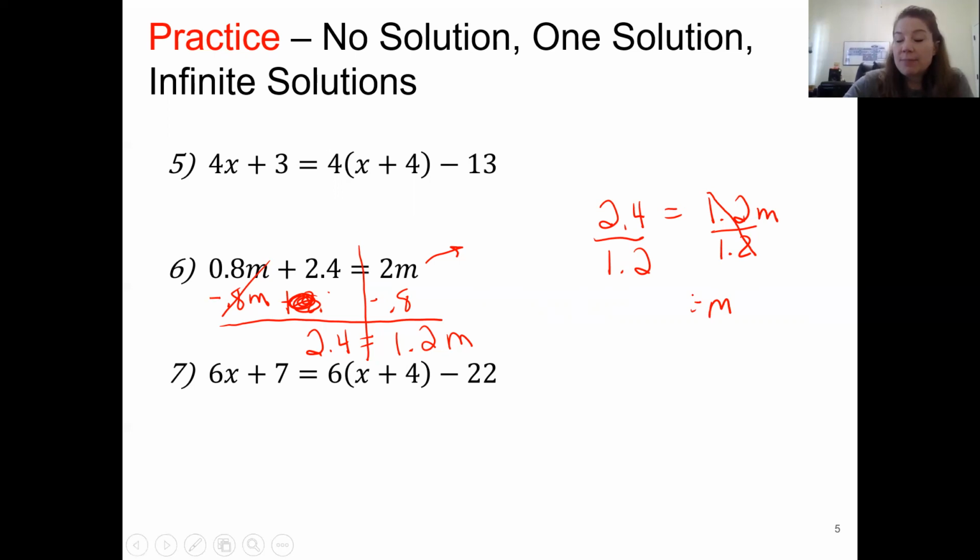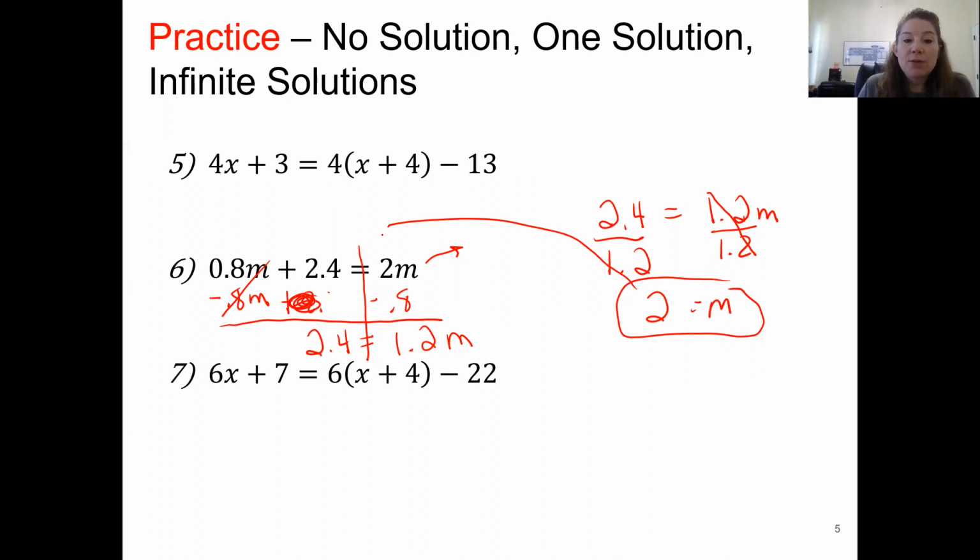So then we're simply dividing 2.4 divided by 1.2, and the answer is 2. That's what m equals. And then if you go back to your original equation, plug in 2 for m, you're going to get 4 on this side. When you plug in 2 for m over here, multiply and then add, you're going to also get 4. So the answer is 1 solution.